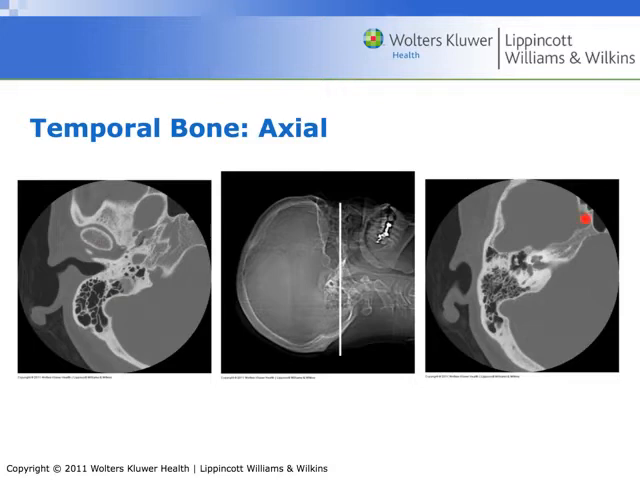Okay, so here's a continuation of the carotid canal, internal auditory canal, the vestibule. Here we can see a semicircular canal. And right in here is the cochlea.